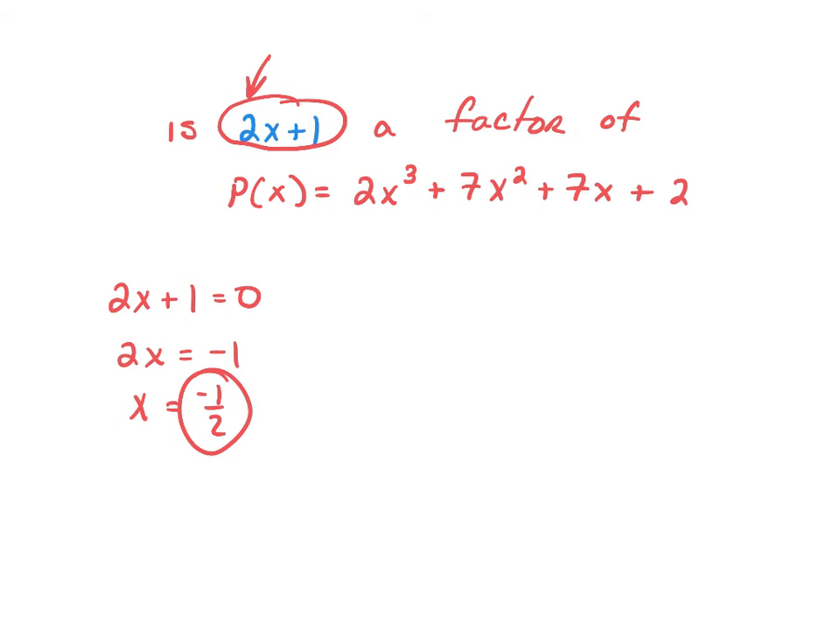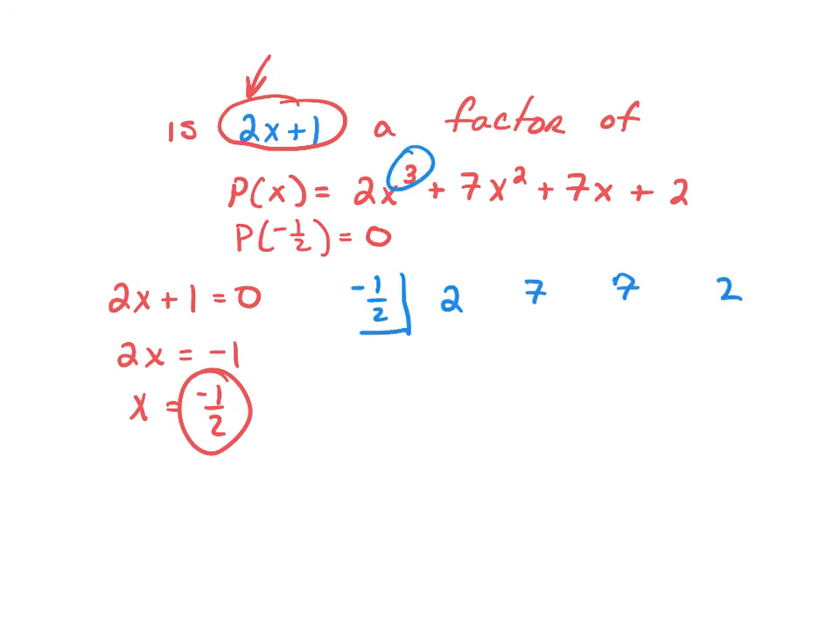Now, here's how the logic goes. If this is a factor of this polynomial, then this factor would produce this solution. So the question is, is negative a half a solution of this? And how do we find out if it's a solution? Well, if it's a solution, then when you plug in negative a half, it gives you 0. But we don't plug in a negative half here. We do synthetic division to see if the remainder is 0. And that's the logic we're using.